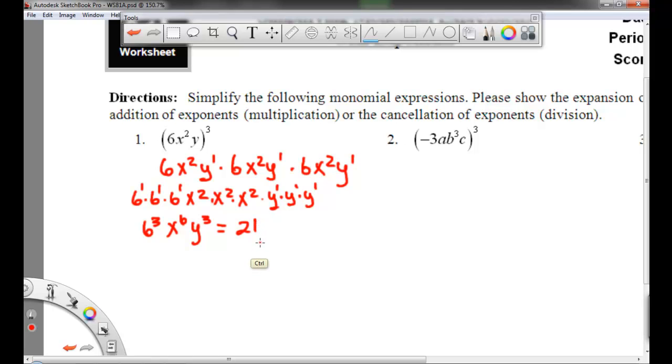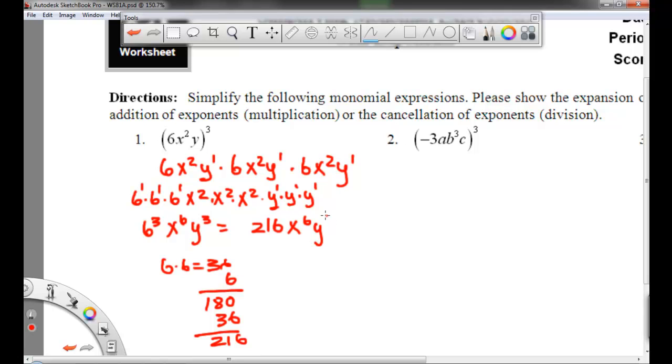That should be 216. Let's see that: 6 times 6 equals 36, and times that by 6 is 180 plus 36, so it's 216. So 216x to the 6th y to the 3rd would be our final answer for number 1. So the basic idea is understanding that the exponent tells how many times a base is used as a factor. That's principle number 1. The other principle is that when we multiply like bases, we always add their exponents.